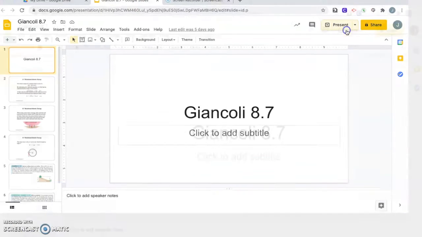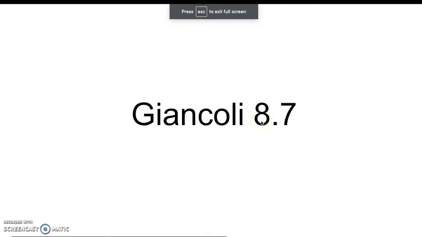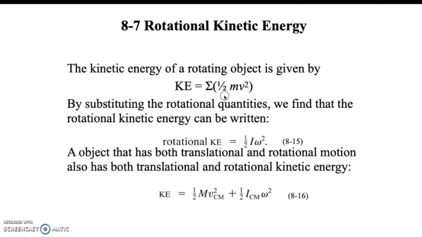All right, so now we've talked about other things that we've done with linear movement. We're also going to talk about rotational kinetic energy now. So now we're going to apply energy. The kinetic energy of an object that's rotating is the sum of all the masses times velocity squared. But by substituting rotational quantities, here's what we find. Rotational kinetic energy is 1/2 moment of inertia times the angular velocity squared.